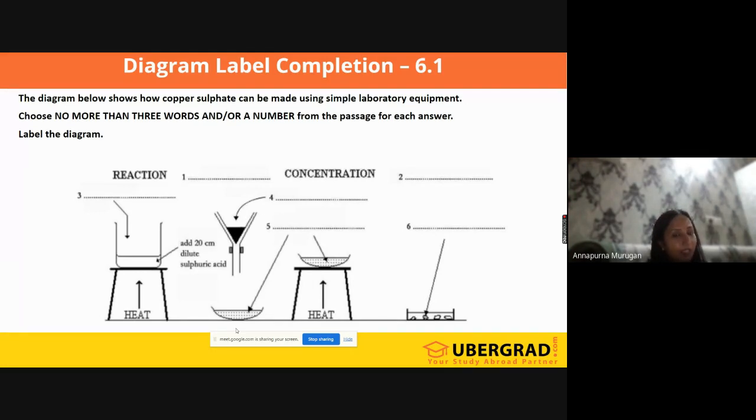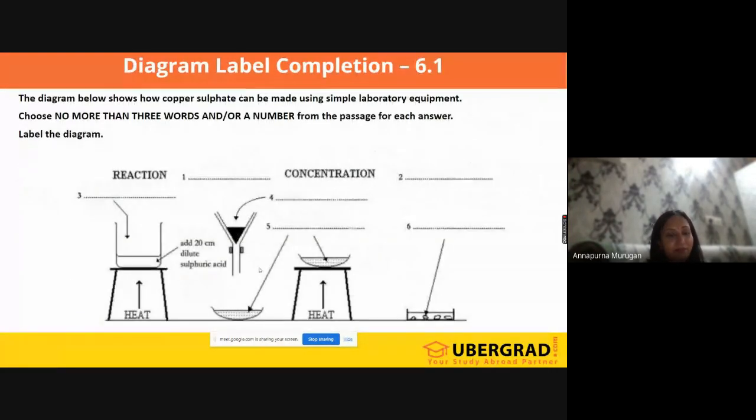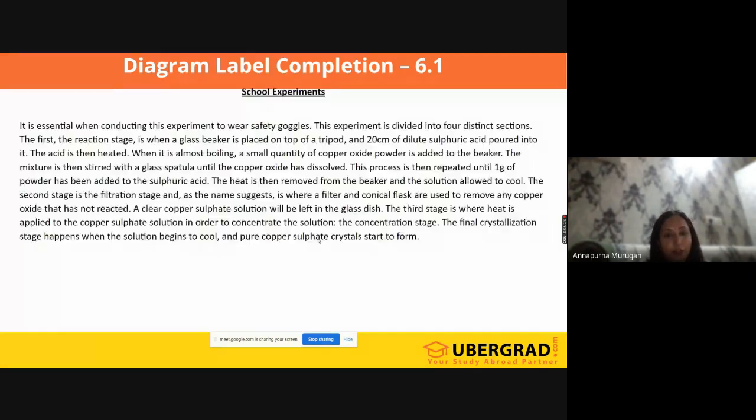And we have something in the glass dish, it seems. Let us see what that is. Any copper oxide that has not reacted is removed. A clear copper sulfate solution will be left in the glass dish. So now what is happening? A clear copper sulfate solution is left in the glass dish. So what is that here? Here we have copper sulfate. See, the fifth one is copper sulfate. Now, very good. So let us go for the next one.